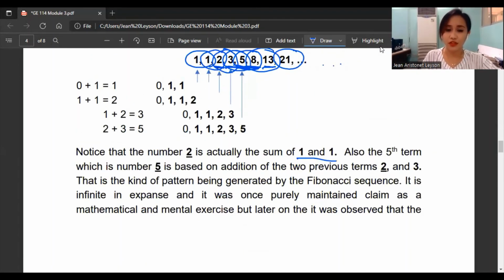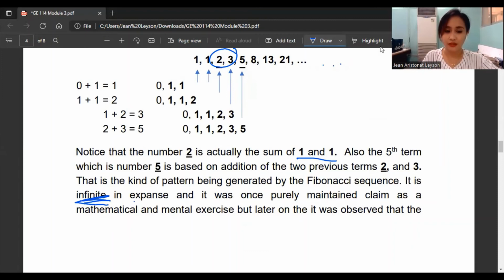Also, the fifth term, which is the number 5 here, is based on addition of the two previous terms, 2 and 3. That is the kind of pattern being generated by the Fibonacci sequence. It is infinite in expanse.